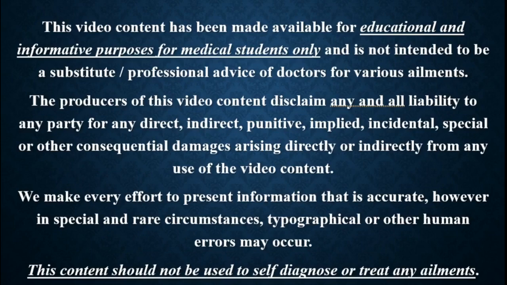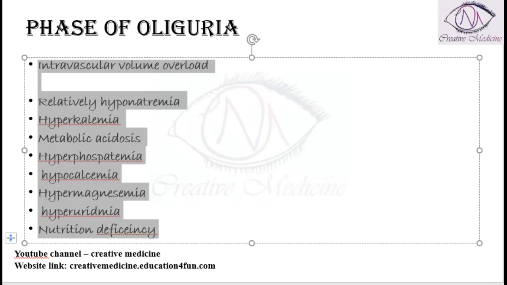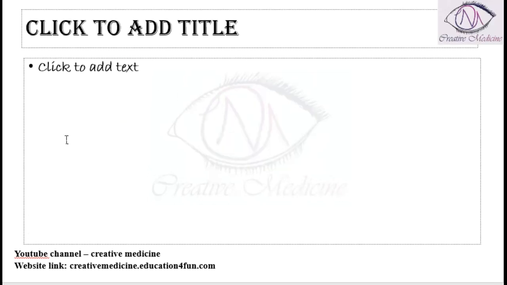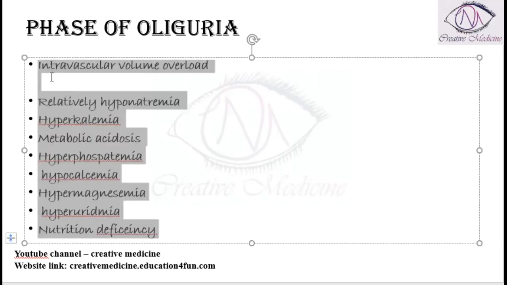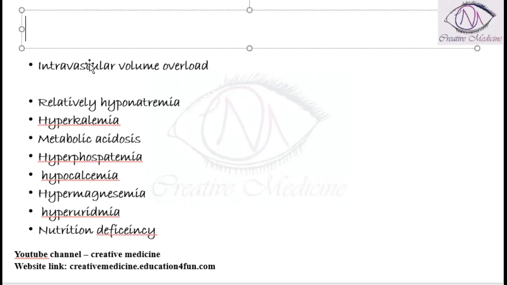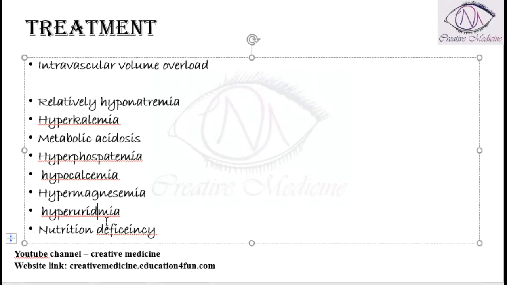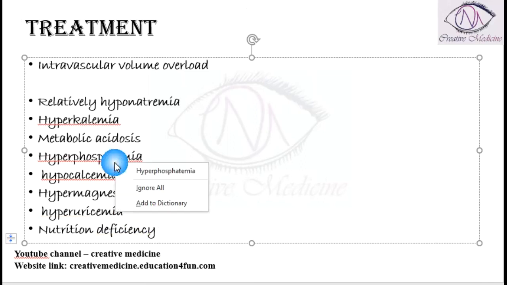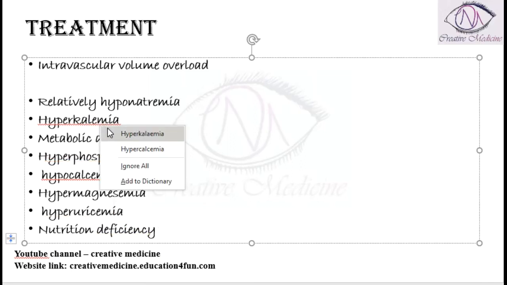In this lecture, we will learn about these different things that we see in the oliguria. In the oliguria, you will see that there is increased intravascular volume overload, hyponatremia, hyperkalemia, hyperphosphatemia, hypocalcemia, hypermagnesemia, hyperuricemia. Then nutritional deficiencies. So all these are seen in the patients with the oliguric phase of renal failure.